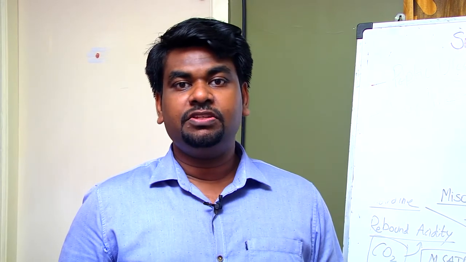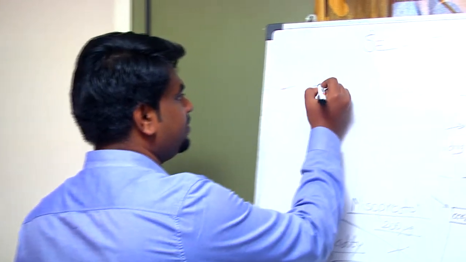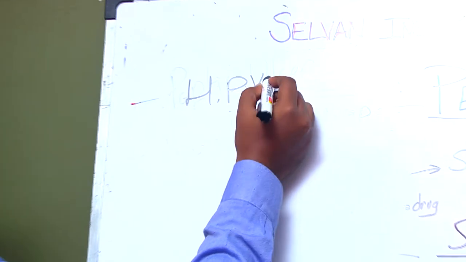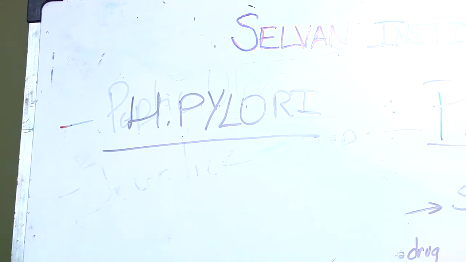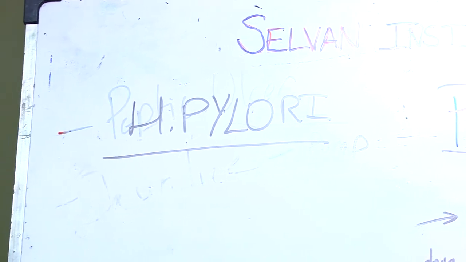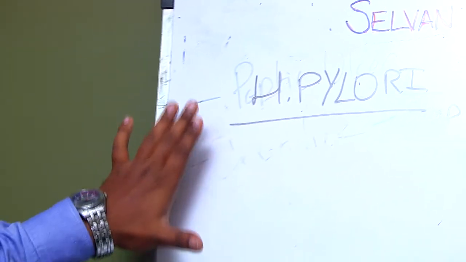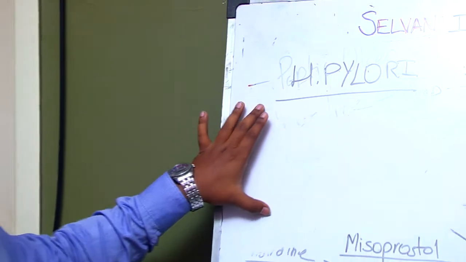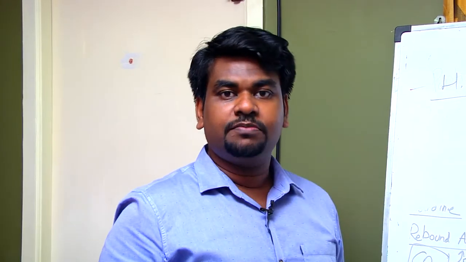Now we are going to see an organism which leads to formation of peptic ulcer, right? This organism is very vital, which is known as Helicobacter pylori. Helicobacter pylori is normally present in all individuals, but only a few develop peptic ulcer as such. So what is the science or the pathology behind Helicobacter pylori, and why does this organism cause peptic ulcer? That's what we are going to see now.